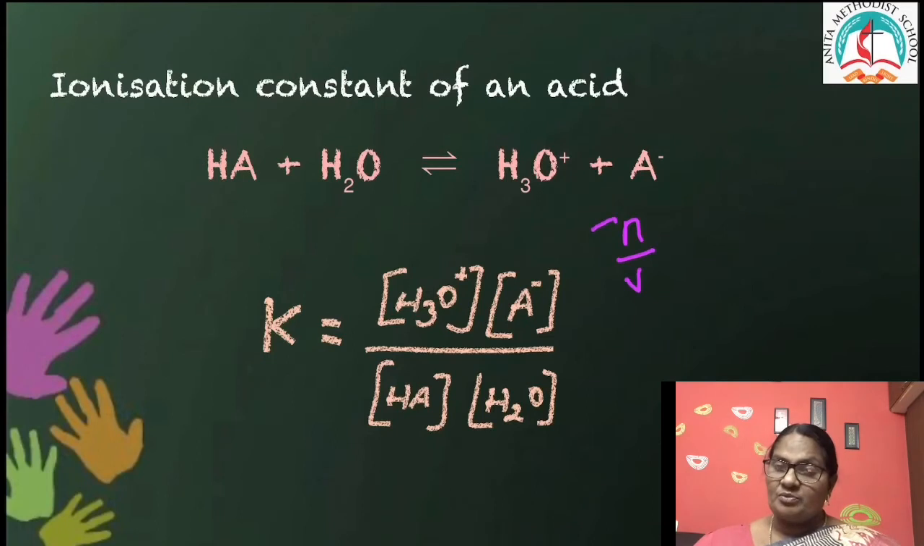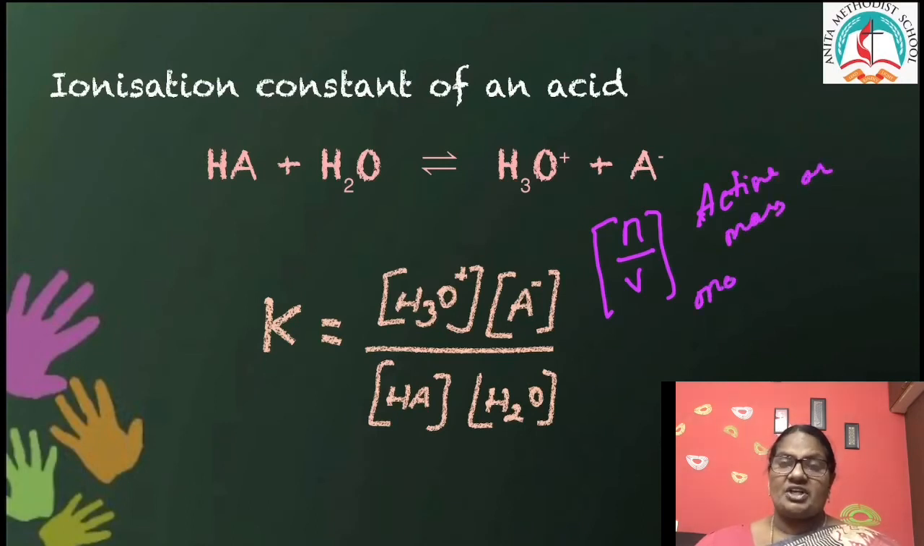So how do you find out molar concentration? It is given by n by V, where n is the number of moles, V is the volume. So when I write the molar concentration in square brackets, then it is called as active mass. Okay, so here what do I get? Concentration of hydronium ion into concentration of the A minus divided by concentration of acid into the concentration of water.